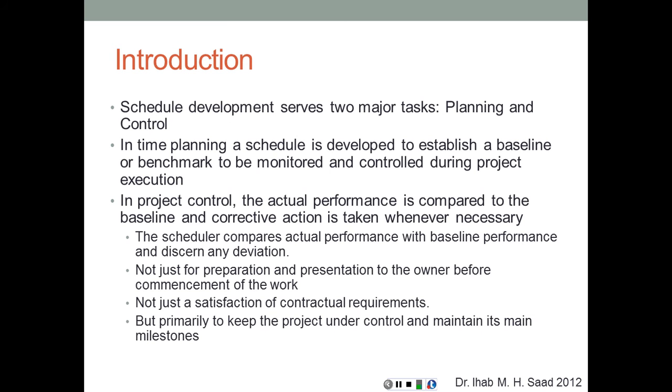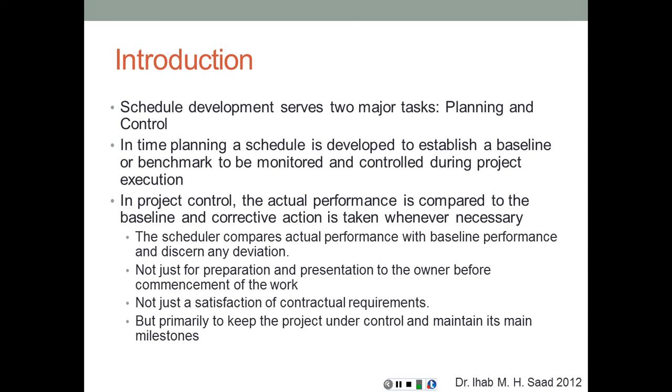The first one is planning and control. So we want to know what we are going to do, and then while we are performing the project, we want to know whether we are doing it as planned or not. So that's the planning and control aspects of schedule development. In time planning, schedule is developed to establish a baseline or benchmark to be monitored and controlled during the project execution. This is what we're going to call the baseline schedule, which is going to be an approved document. Once it's approved by the owner, it becomes sort of a contractual document that the contractor and the owner are going to be bound to.